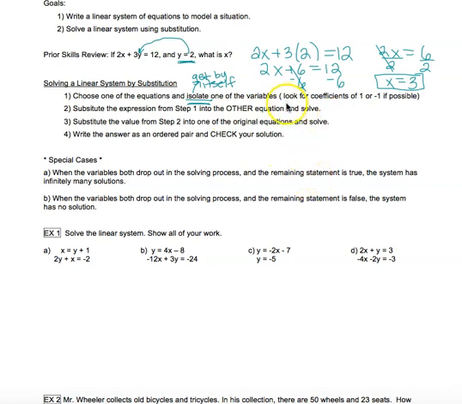The key hint here is that if one of the variables isn't already alone, you want to look for variables that have a coefficient of 1 or -1. Because that means you're going to have to do less work, and you always want to choose what's going to be less work. Number 1, because it takes you less time, but number 2, because there's less chance for error, less chance of you making a mistake.